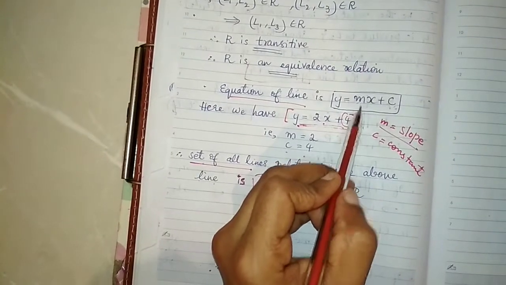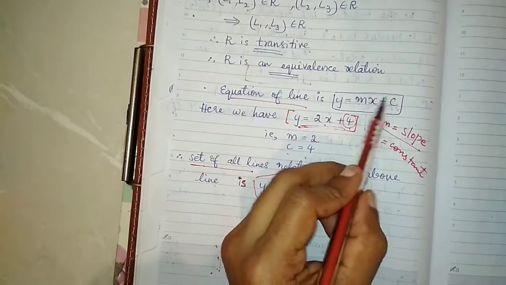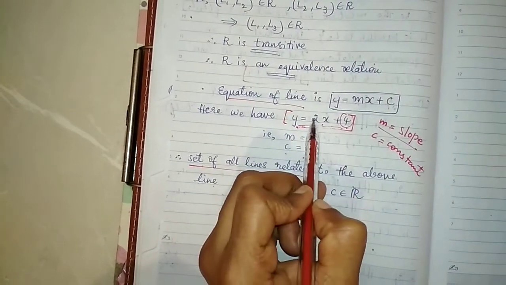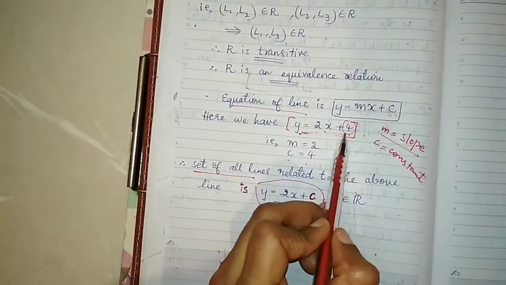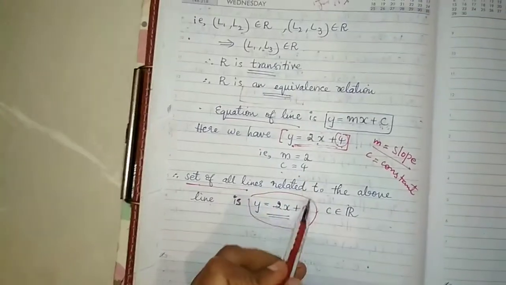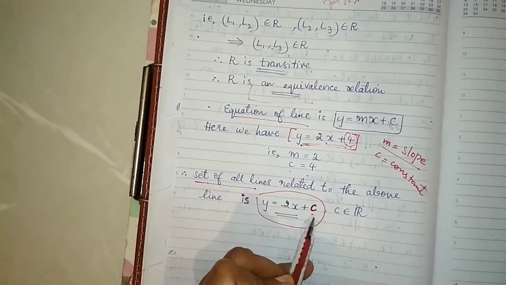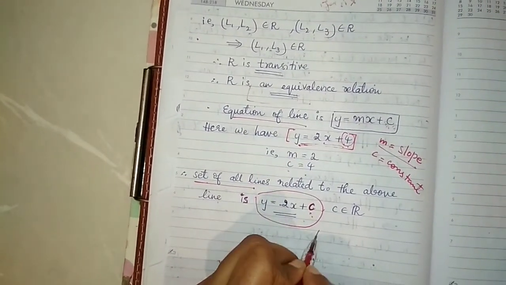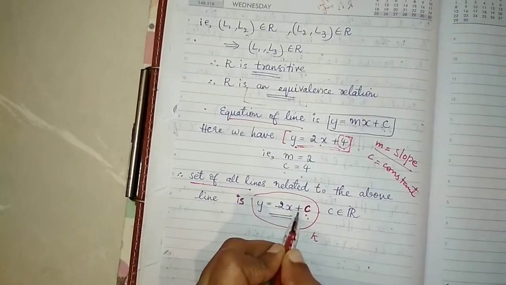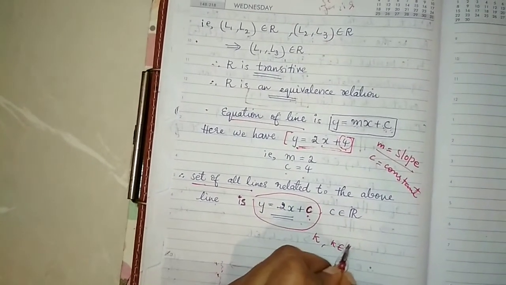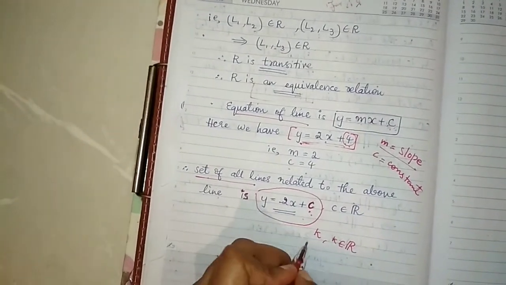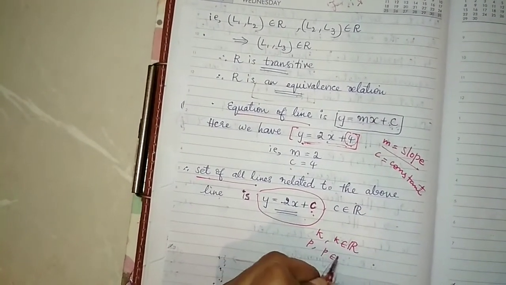Slope you cannot change, but the real number you can change. So I cannot change the slope, I am writing it as it is, 2 and 2. But here c is your constant. So here it is 4, and in your answer you can write it as c or k, any small letter k or c, any constant. But you have to write k belongs to the real numbers R. If you are writing it as p or q, you have to write p belongs to R.